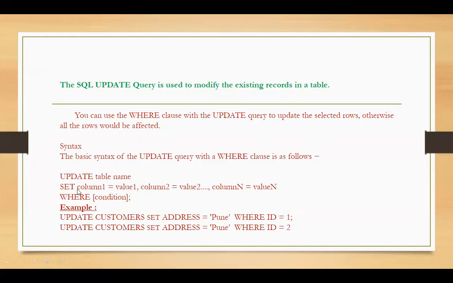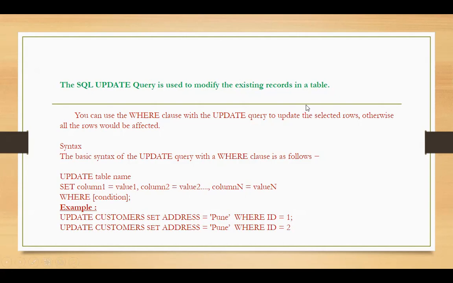It would be: update, the table name, followed by the set keyword, then column 1 followed by value 1, column 2 followed by value 2, column 3 and value 3, and it proceeds like that up to value n. Then it is followed by the where condition, specifying which column field you need to use to change the other column fields. So let's take the example of a particular update query.